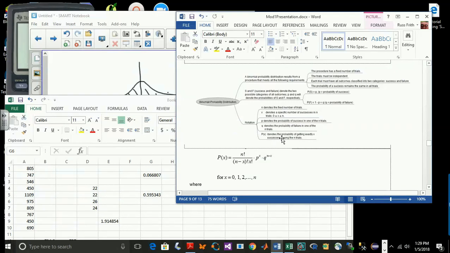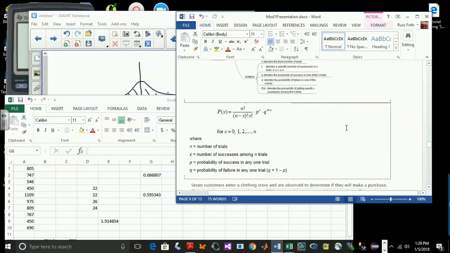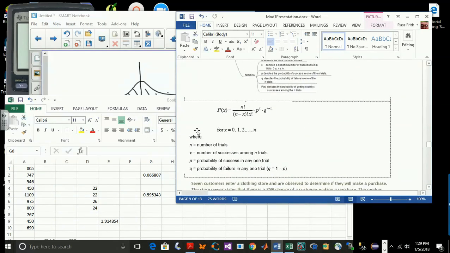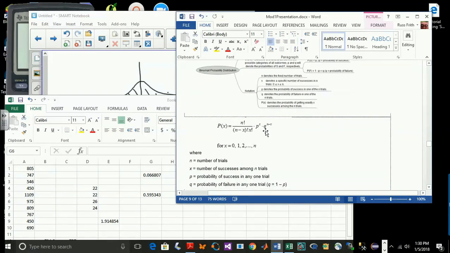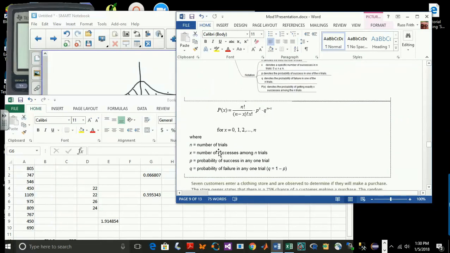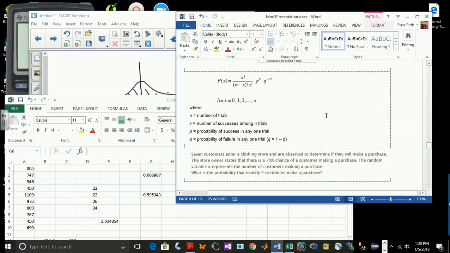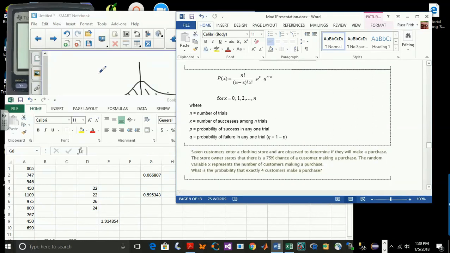And P of X denotes the probability of getting exactly X successes among N trials. So we have this formula. Here's the formula for the binomial probability distribution. P of X is equal to N factorial divided by N minus X factorial times X factorial, times the probability of success raised to the value of X, times the probability of failure raised to the power of N minus X. And here are the variable definitions. So let's do an example, an application.